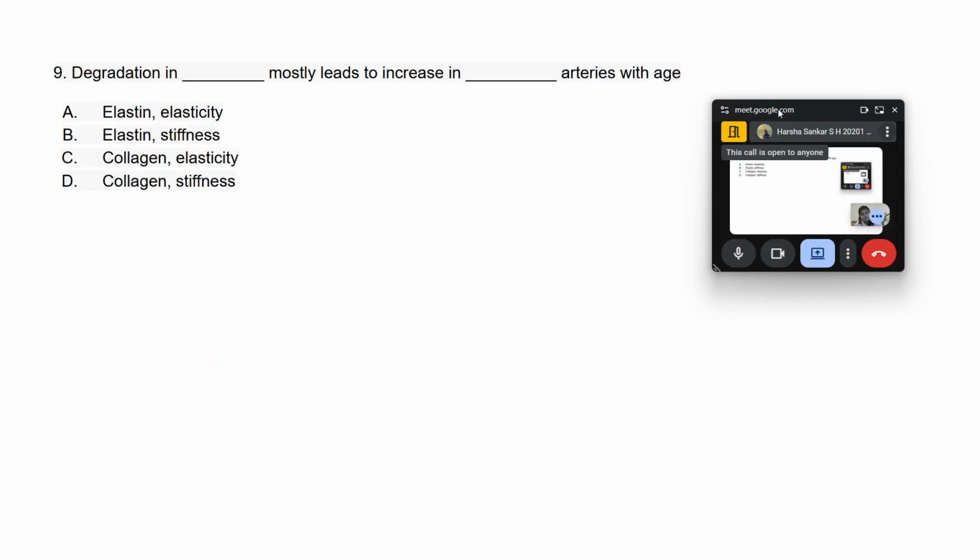Degradation in dash mostly leads to increase in dash with age. Option A, elastin, loss of elasticity. Option B, elastin, increase in stiffness. Option C, it's due to collagen. Degradation in collagen will lead to increase in elasticity. Option D, degradation in collagen leads to increase in stiffness with age. So what is the correct option? Option A, B, C or D. It's 6:39 and at 6:40 we'll discuss. Degradation in dash mostly leads to increase in dash in arteries with age.